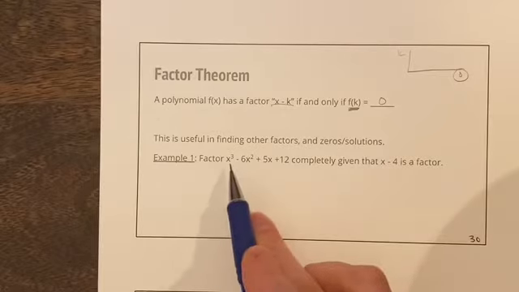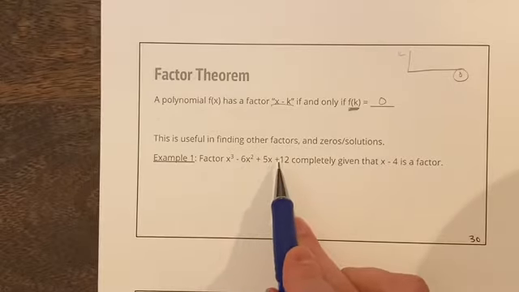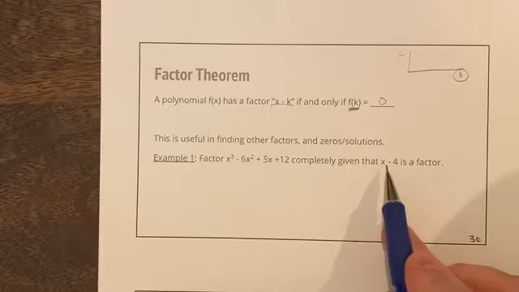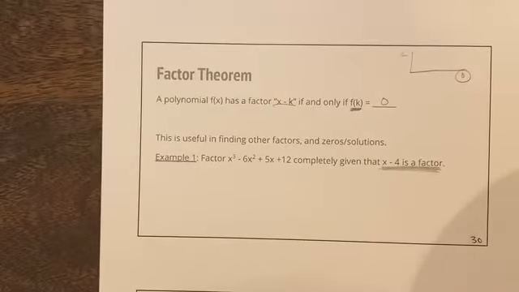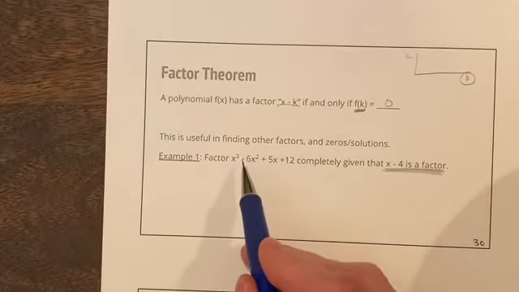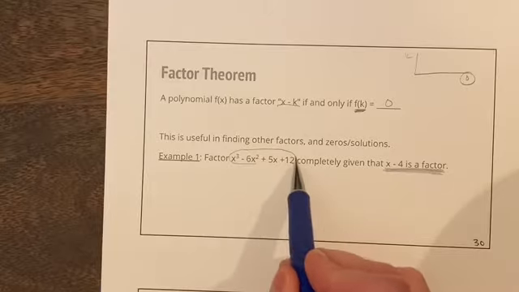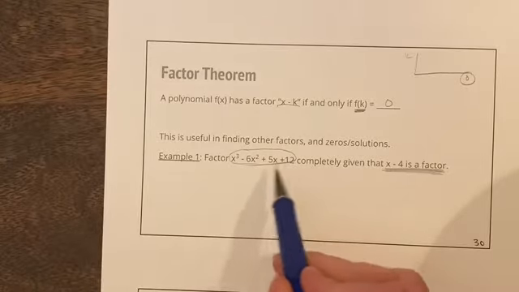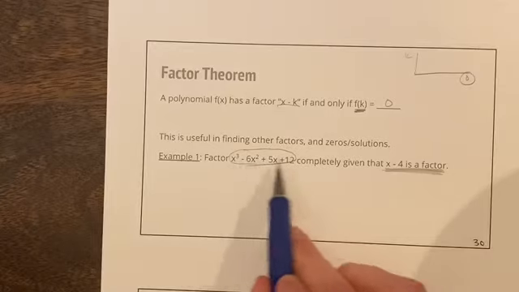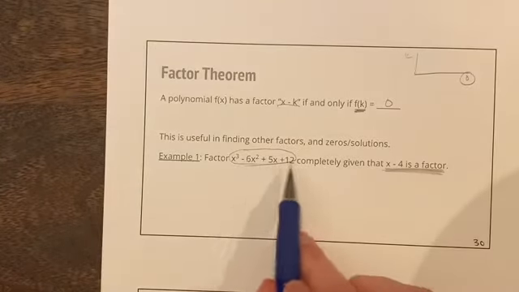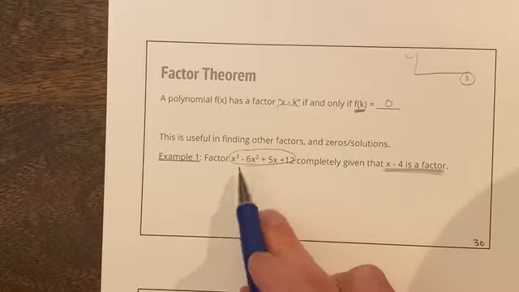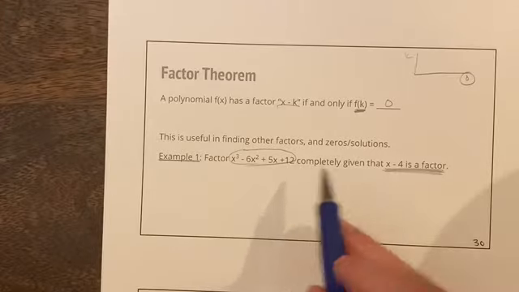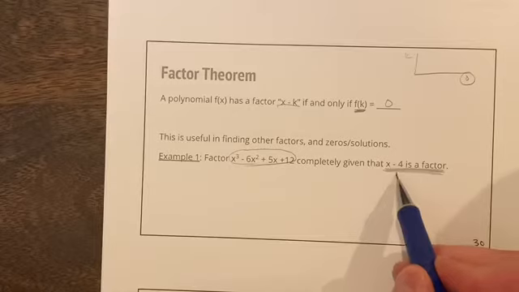So it says factor x cubed minus 6x squared plus 5x plus 12 completely, given that x minus 4 is a factor. So we know this is a factor already. So what we're going to do is use that to help us break down what we have here. At this point, we can't factor this any further. If we factored this by grouping, nothing would happen. Actually, that might not be true. You might be able to factor this by grouping, but we have a hint here. So let's use the hint, okay?